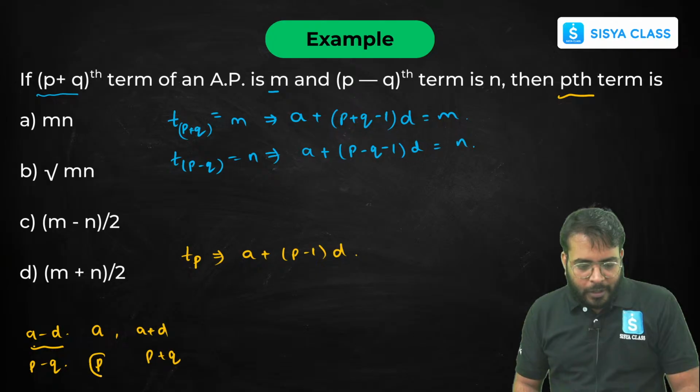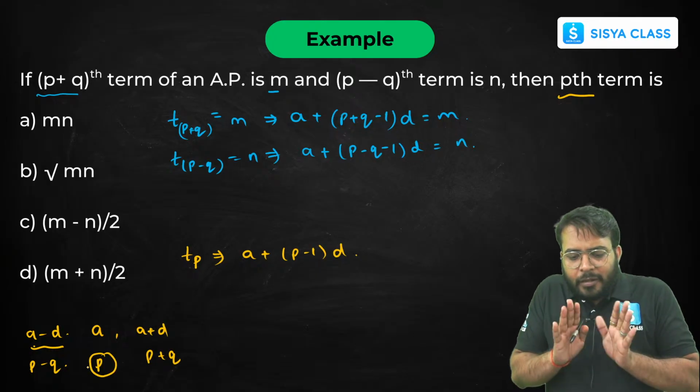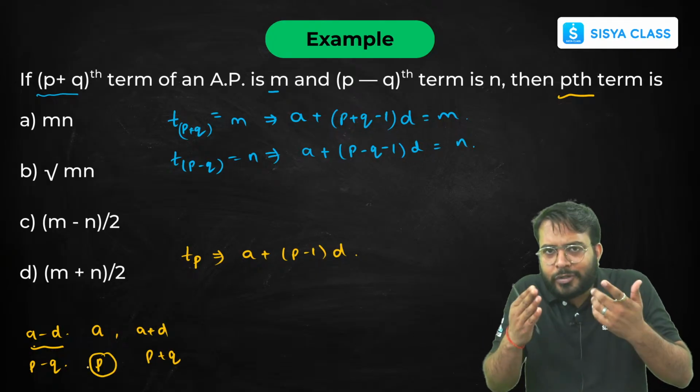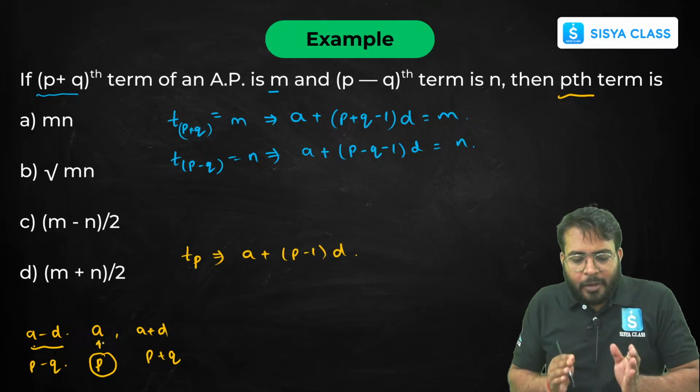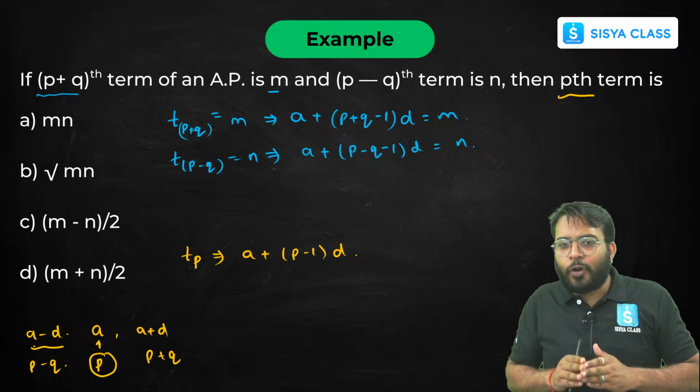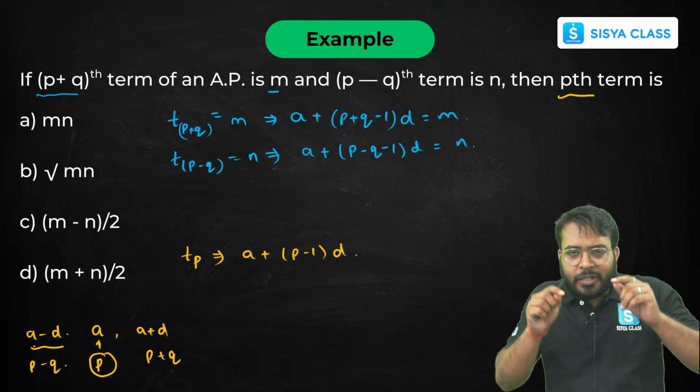Can you see here? p. That means here you can take p as your first term, as your a. p is something like a. With p plus q and p minus q, you need to find p. If you know a plus d and a minus d, you need to find a.